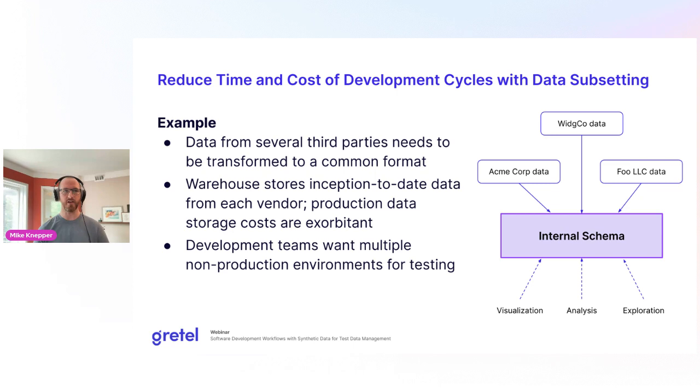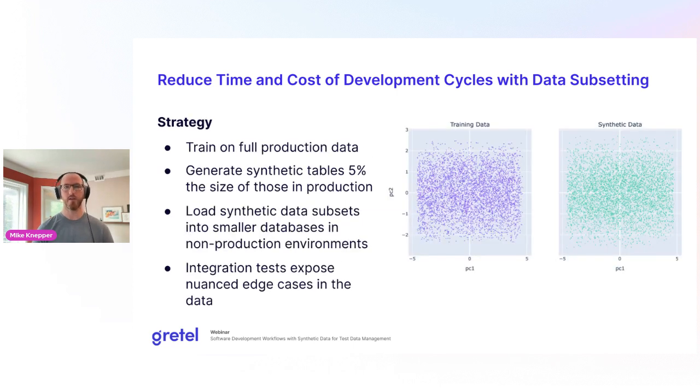So our strategy here, if we go to the next slide, is we're going to train on our full production data, but then we're going to generate synthetic tables that are only 5% the size of those in production. And then we're going to load that synthetic data into smaller databases and rely on our integration tests to start exposing nuanced edge cases in that data.